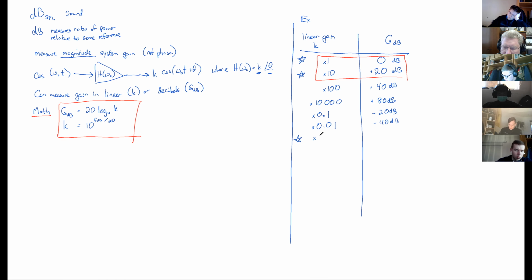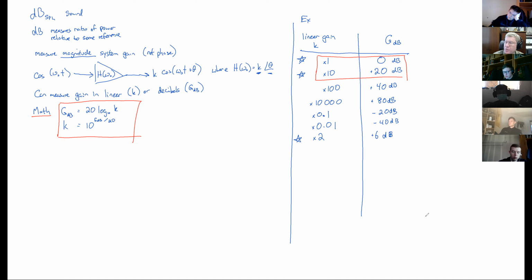Here's one to memorize. Times 2. The only way to figure that out is with your calculator. And the crazy thing is that even though log base 10 of 2 you'd think would be something insane, when you multiply it by 20, it comes out to be almost exactly, not quite, but almost exactly plus 6 dB. It's 6.02, I think. Really close.